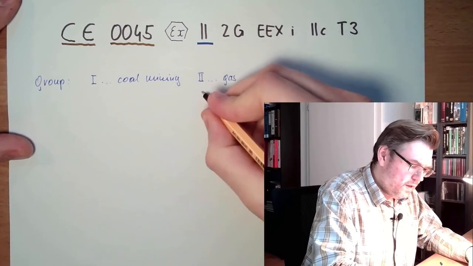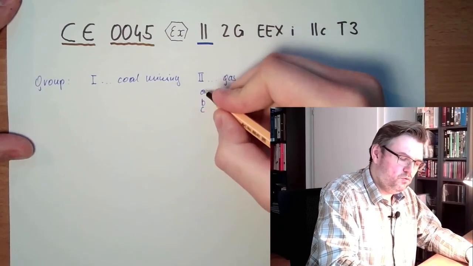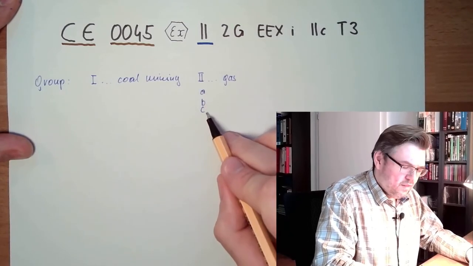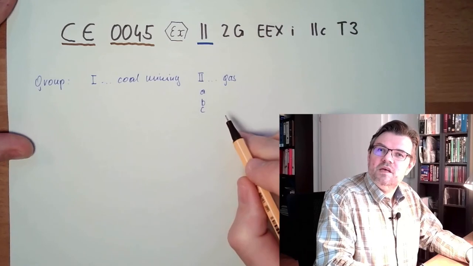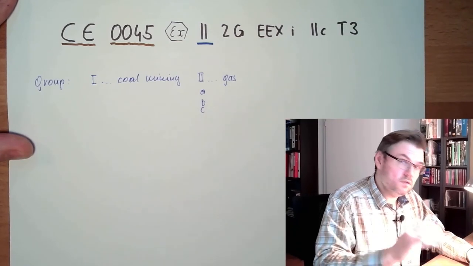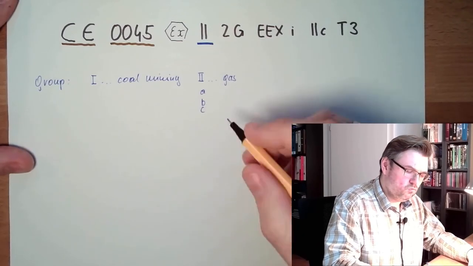There are also A, B and C, group 2A here, B, C. The C ones are the most dangerous gases. Okay, A ones can hardly ignite, C ones can easily ignite, and in between. This is the group 2.